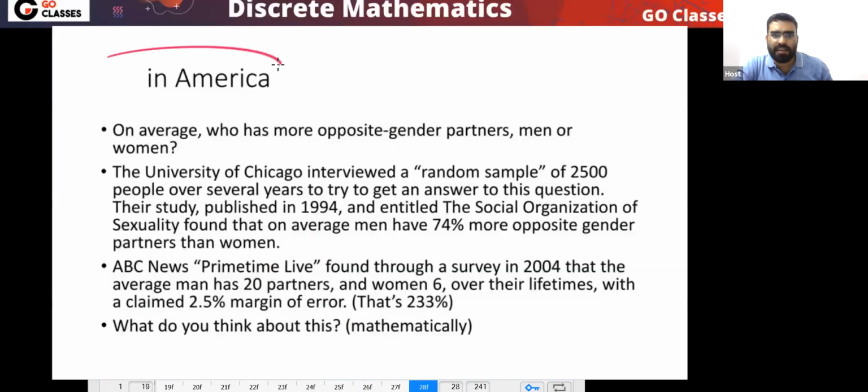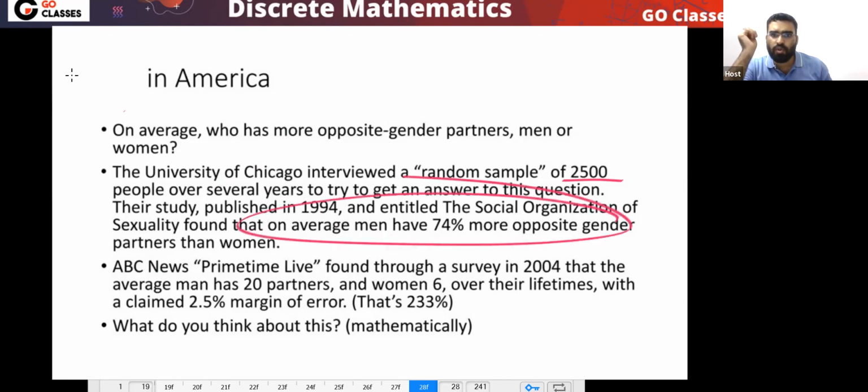So basically in America, these are the studies. For example, the University of Chicago studied almost 2,000 people. And all the data were wrong. Why is this data wrong? Can anyone tell me? Why is this data always going to be wrong?